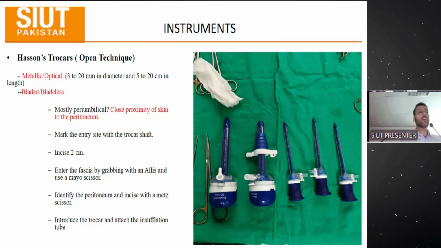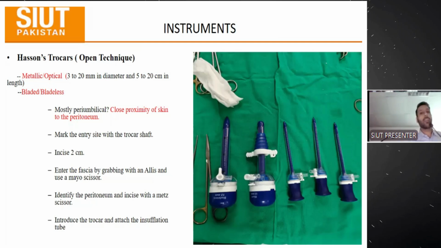So these trocars are usually bladed or bladeless. What is the difference between a bladed and a bladeless trocar? The bladed trocar basically cuts the tissue during entry. And the bladeless trocar separates the tissue before it enters into the intra-abdominal cavity. And you see that the tip of this trocar is not that sharp. It's a bit blunt, so it avoids injury to the intra-abdominal cavity organs.